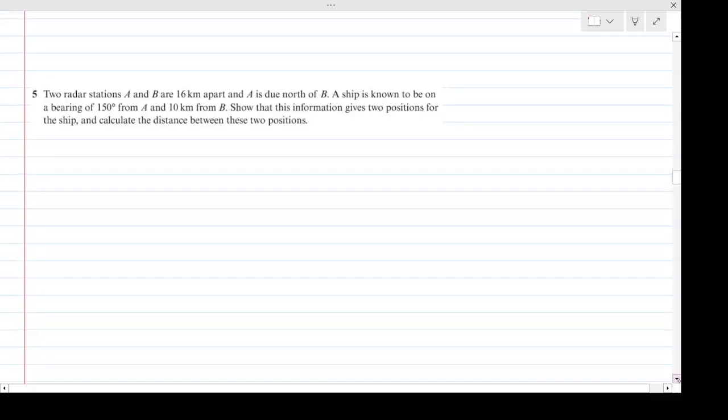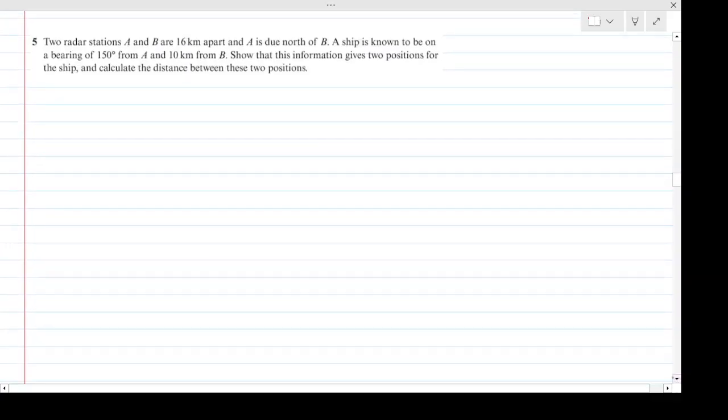Let's look at another example. Right. Here we are told two radar stations, A and B, are 16 kilometres apart and A is due north of B. A ship is known to be on a bearing of 150 from A and 10 kilometres from B. Show that this information gives two positions for the ship and calculate the distance between the two positions. Okay, so you're probably thinking, what on earth is going on here?